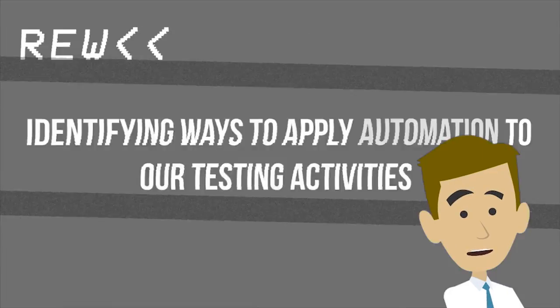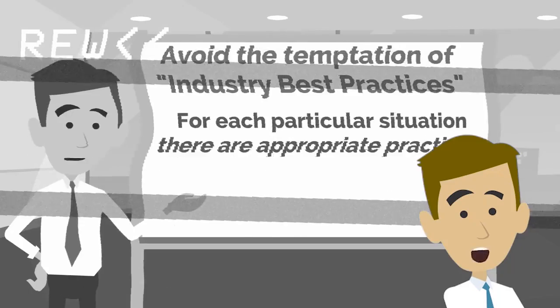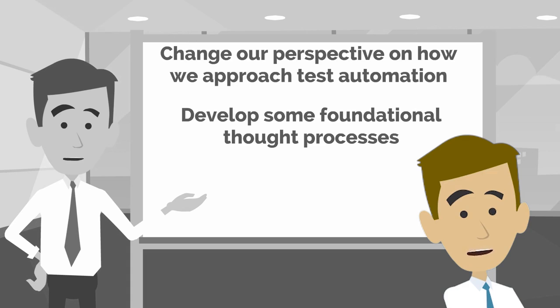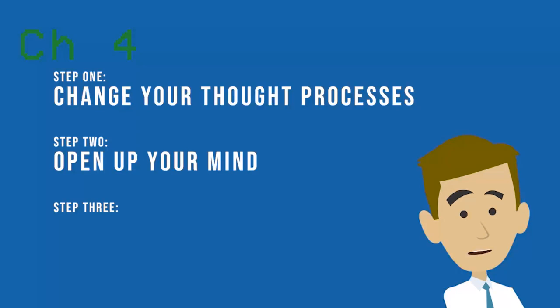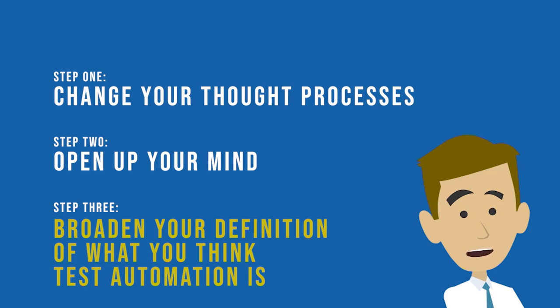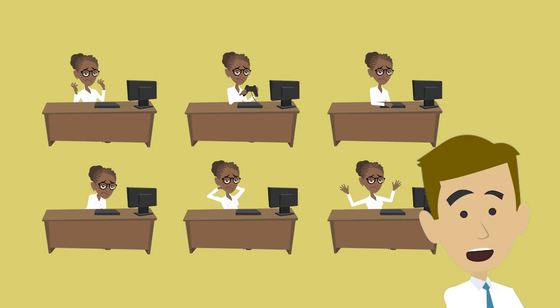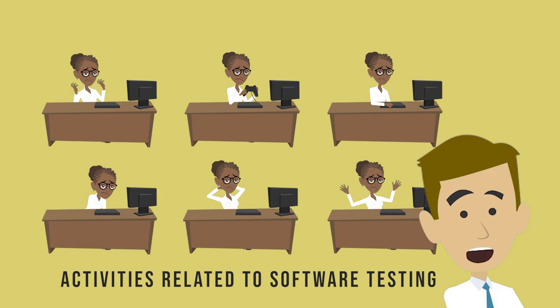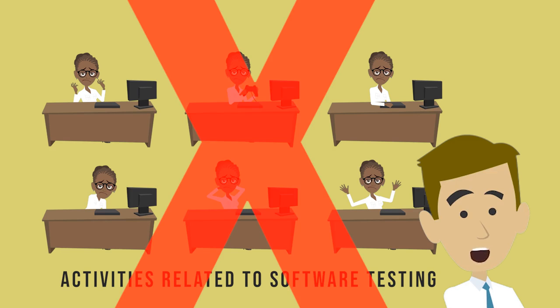In the last episode, I discussed some foundational thought processes we can adopt to help us change our perspective about automation and testing. Once you've changed your thought processes and opened up your mind, the next step is to broaden your definition of what you think test automation is. One of the best ways I've found to do that is to think about all the activities you do related to software testing. You'll quickly see that you do lots of things that have nothing at all to do with executing actions against a UI, which is what many of us generally equate to the term test automation.